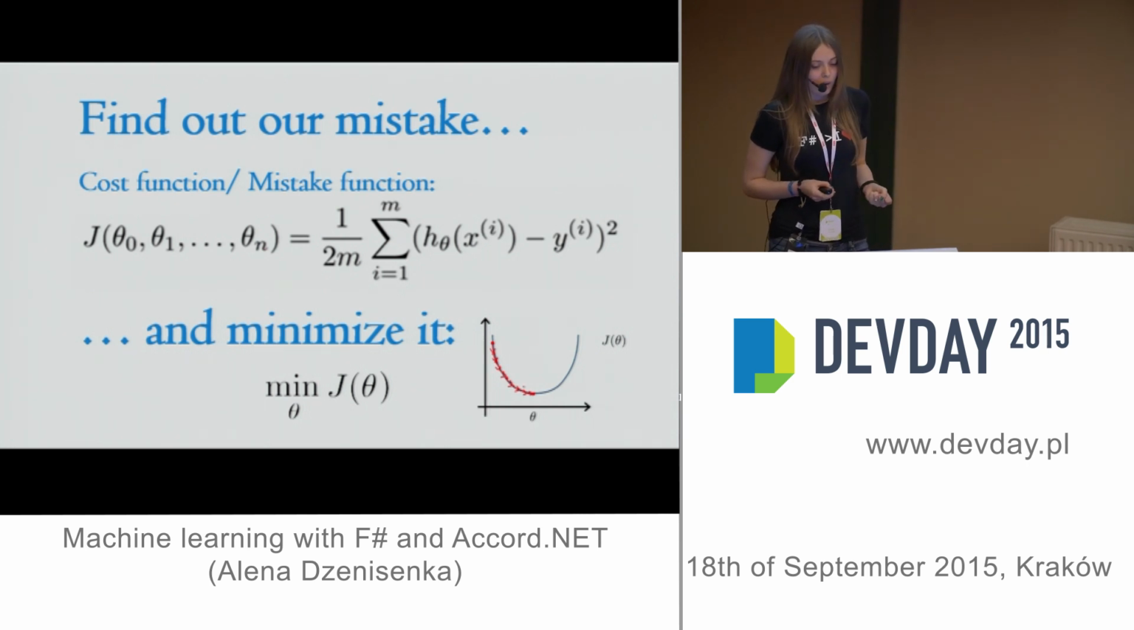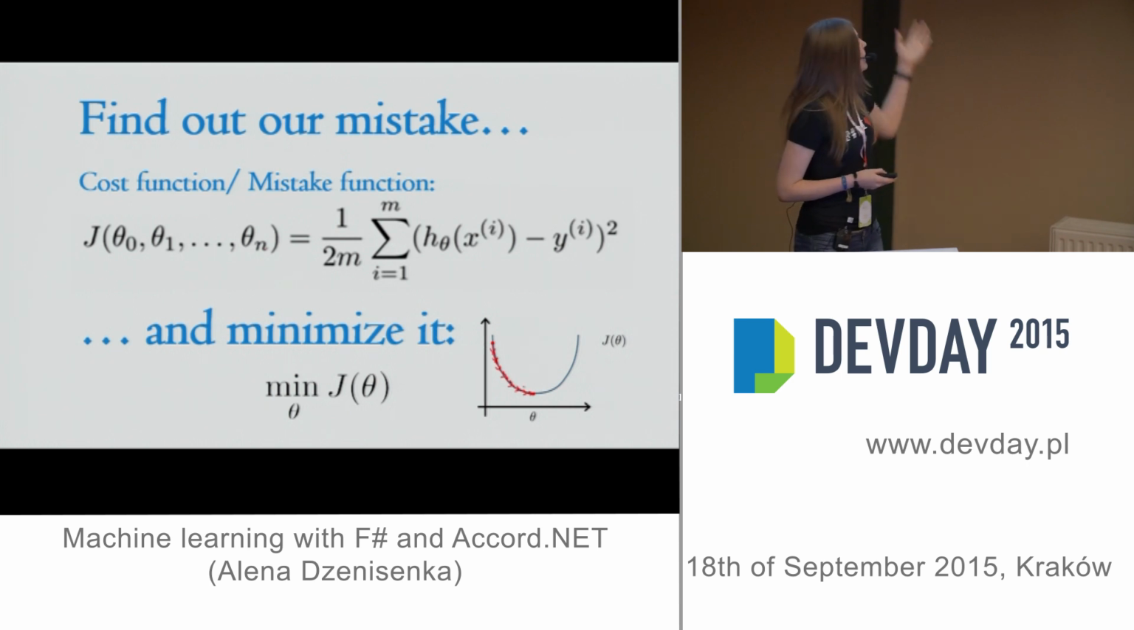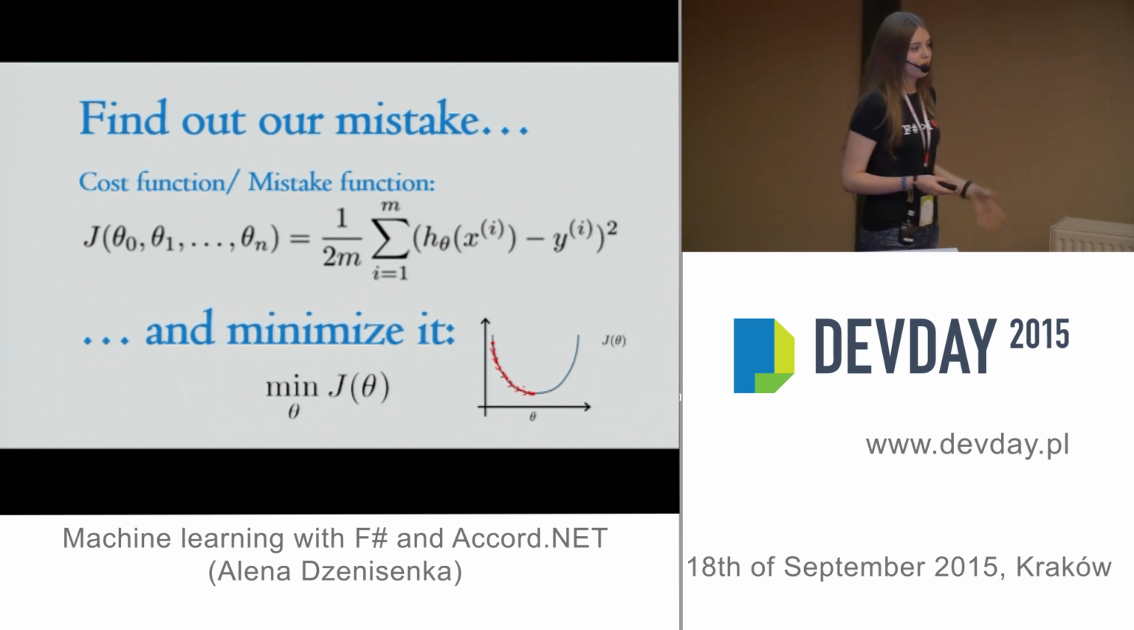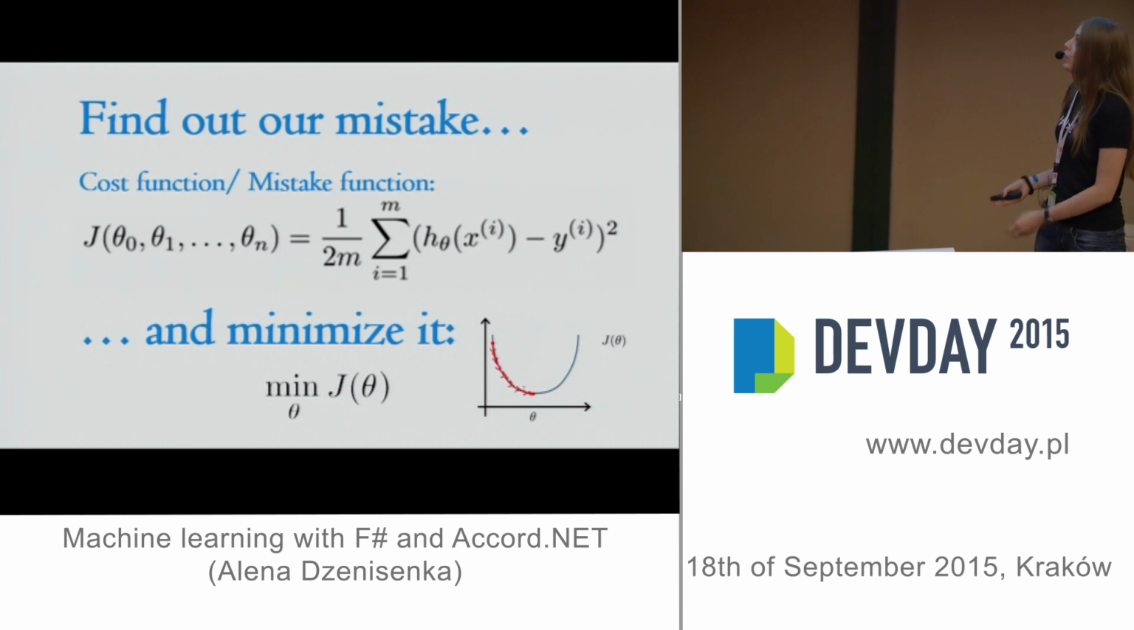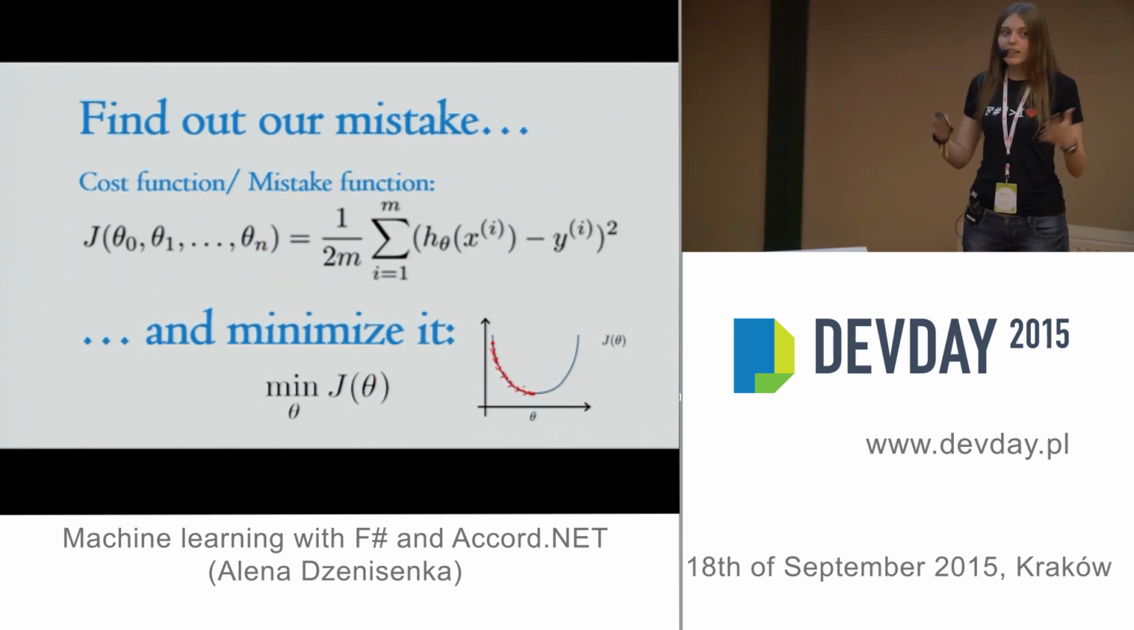So what are we going to do with this mistake? We want to reduce it. We want to get rid of the mistake. To do it, we can just minimize the function.